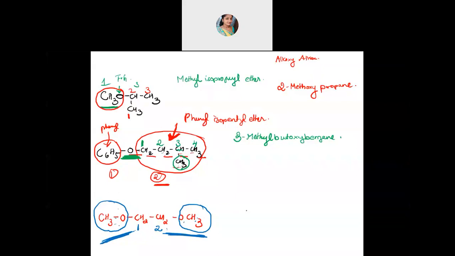So you should mention it is 1, 2. Dimethoxy, 2 are there, so dimethoxy. You should mention the position also. Dimethoxy, then 2 carbons, so ethane. Correct. 1,2-dimethoxyethane. The IUPAC name is enough.